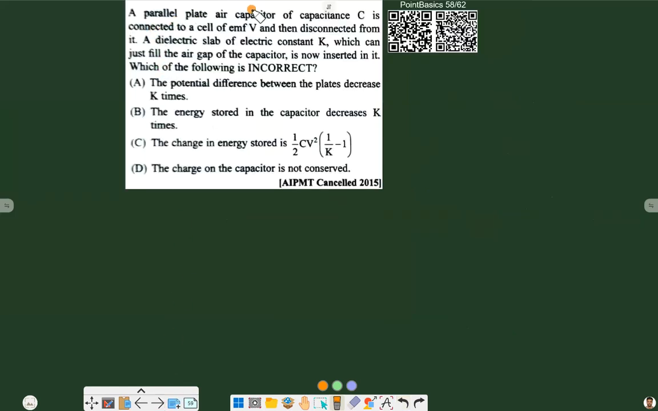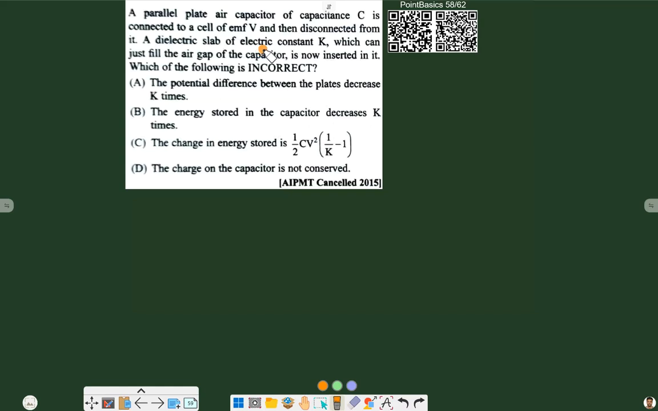A parallel plate capacitor of capacitance C is connected to a cell of EMF V and then disconnected from it. So again we can say we charge it up to value Q and then it is disconnected, so the value of charge will remain constant. A dielectric slab of dielectric constant K, which can just fill the air gap of the capacitor, is now inserted in it. Which statement is incorrect?